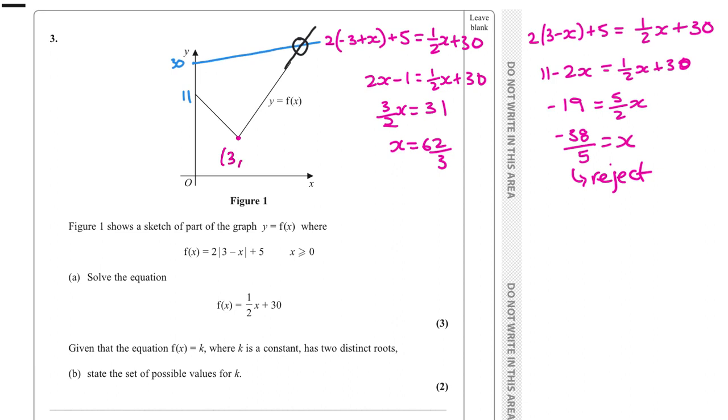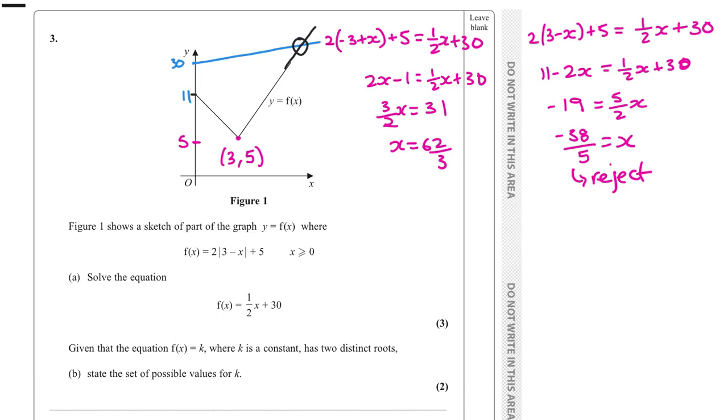This is 3, 5. Okay? It told us in the equation. We can see here that this is 3, 5. So we know that this is 5. Okay. And this is 11.